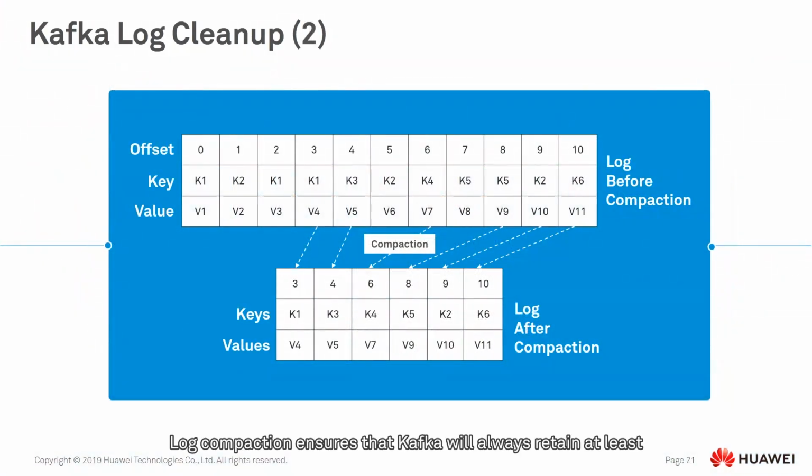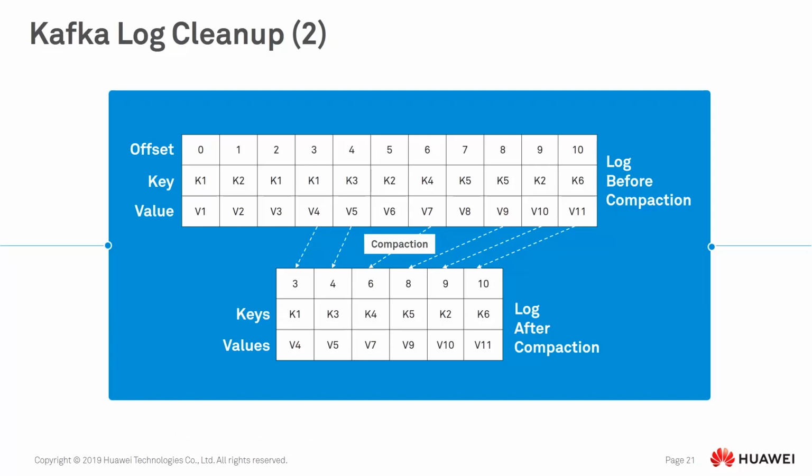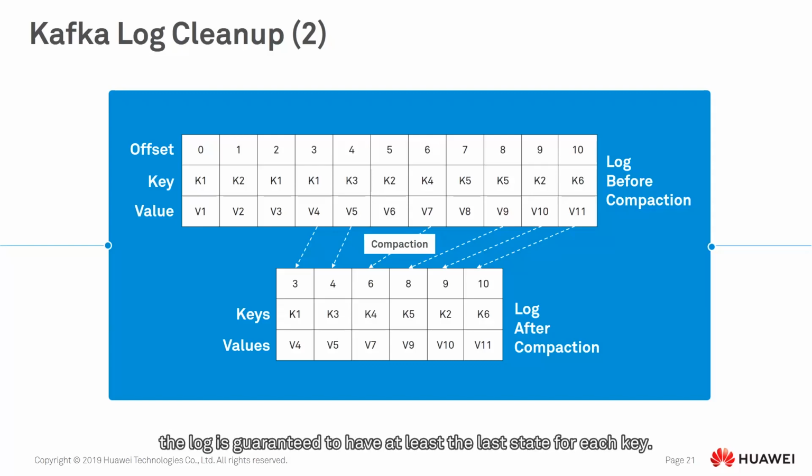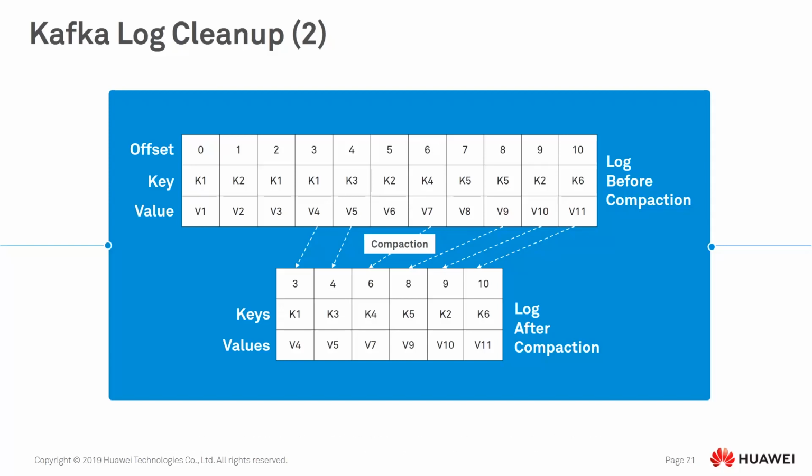Log compaction ensures that Kafka will always retain at least the last known value for each message key within the log of data for a single topic partition. The idea is to selectively remove records where we have a more recent update with the same primary key. This way, the log is guaranteed to have at least the last state for each key.